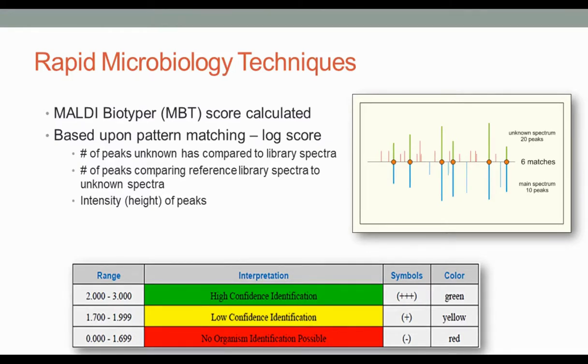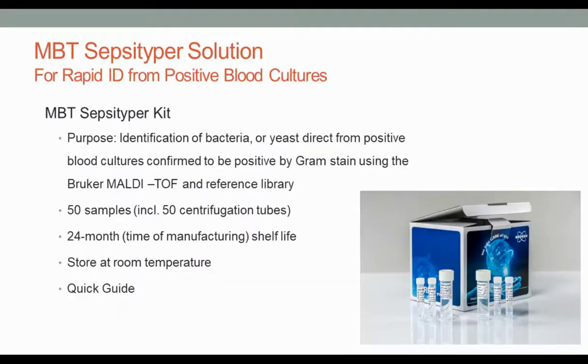A score of 2.0 to 3.0 is a high confidence identification and may be reported with the genus and species. 1.7 to 1.999 is a low confidence score. The genus in this score range is usually accurate, but the species is questionable. Scores below 1.7 is a low score and does not provide an adequate identification.